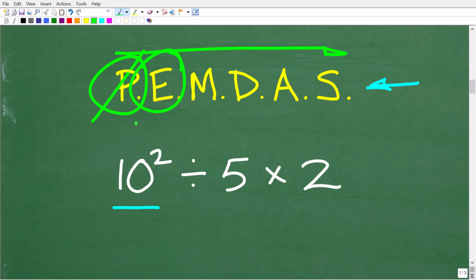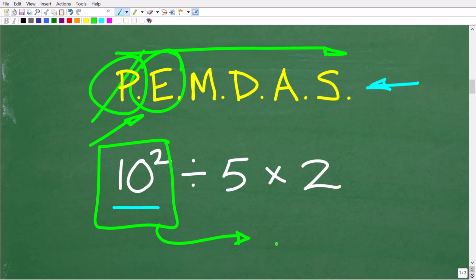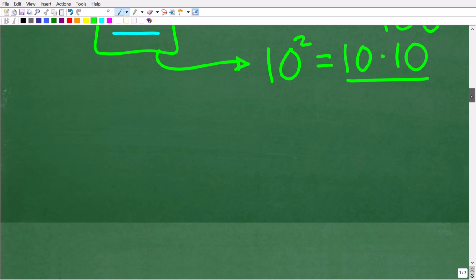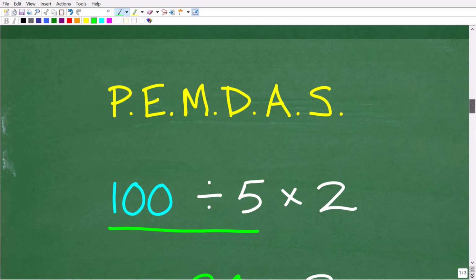Do we have any powers? Yes, we do, right? E stands for exponents, and this 2 right here is an exponent. So this is the first thing that we need to do. 10 squared is our step number 1. 10 squared means take 10 and multiply it by itself. So 10 times 10, of course, is 100. When you're doing a math problem, you just want to take things one step at a time. So let's write the result of 10 squared. This is going to be 100 divided by 5 times 2.